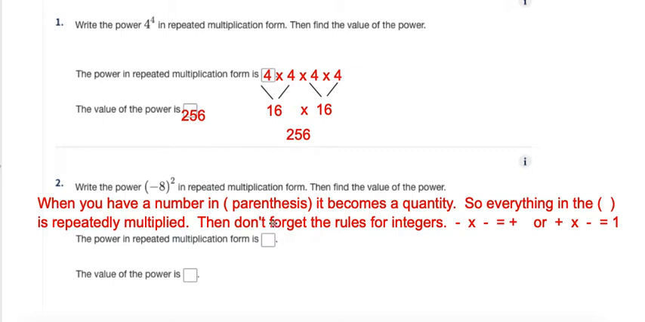The second part that I noticed is that you cannot forget about the rules for integers when you do this. So here's the repeated multiplication form, -8 times -8. Knowing that a negative times a negative is a positive answer, you need to make sure you remember those rules when you actually calculate it out. So a -8 times a -8 gives you a value of this power as 64. Okay? So you need to remember that integer rule when you're calculating your powers.